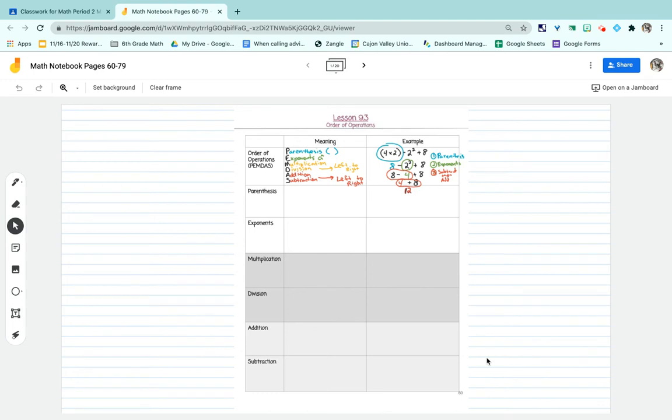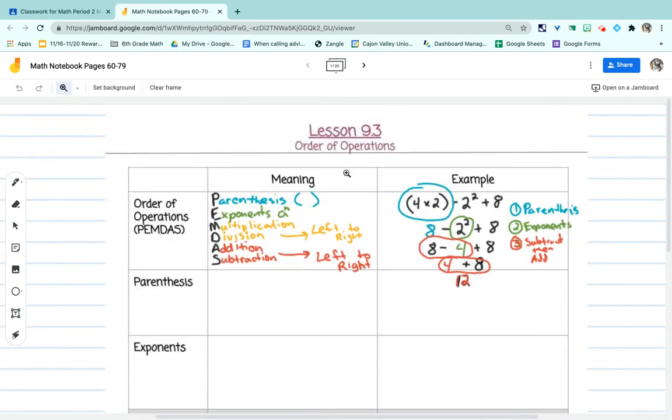Thank you for joining me with Notes with Mr. Jankowski again today. And we're doing page 60 here in our math notebook. We did some of the notes already on Monday. If you were with me in the Zoom meeting on Monday, we talked about the order of operations, and you can see the top of this page has been partially completed. I'm going to zoom in so we can take a look at this and review.